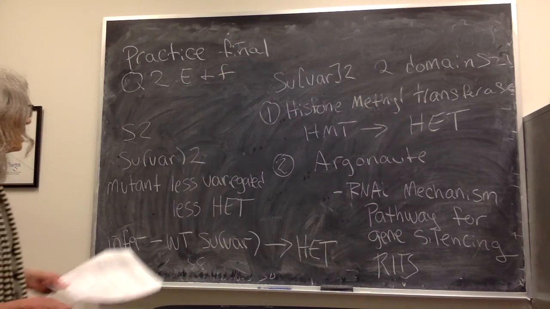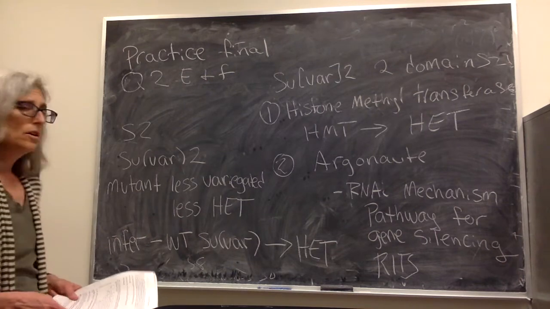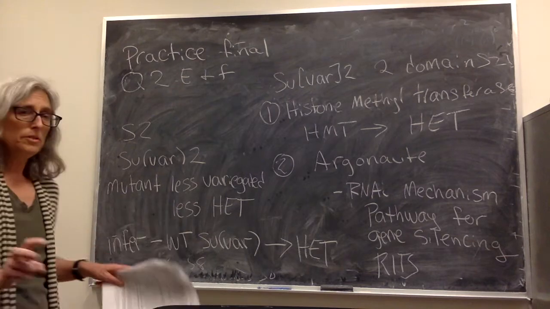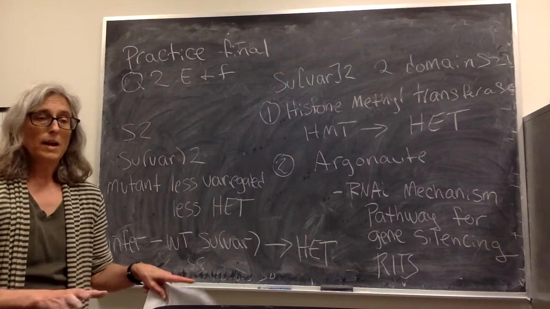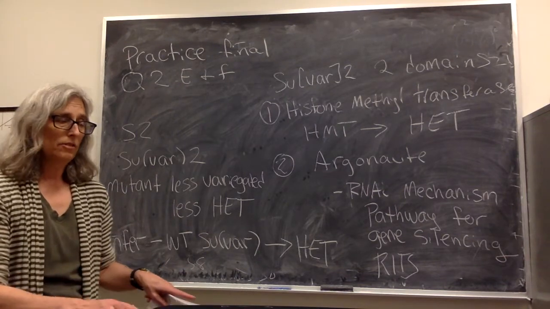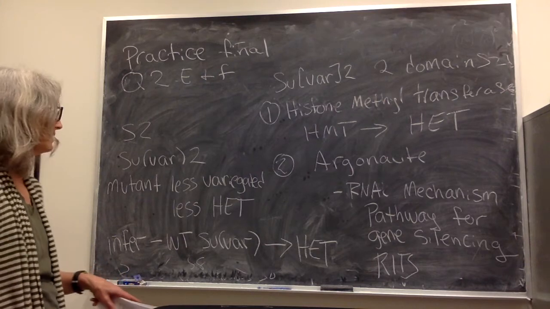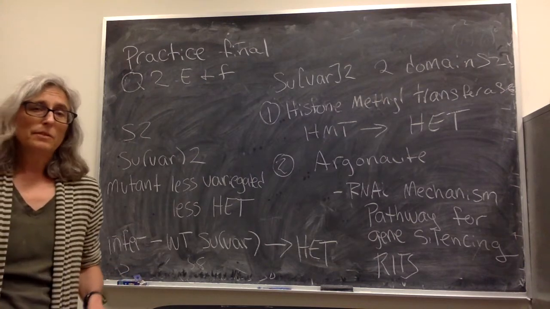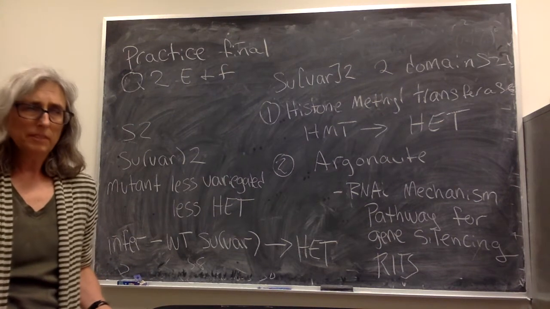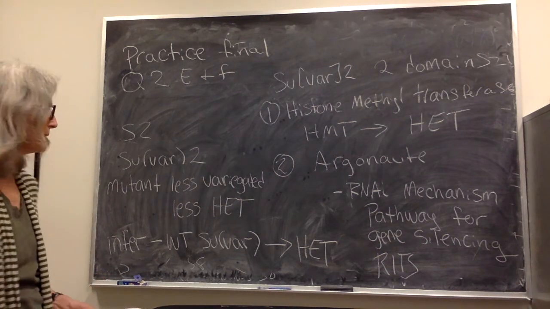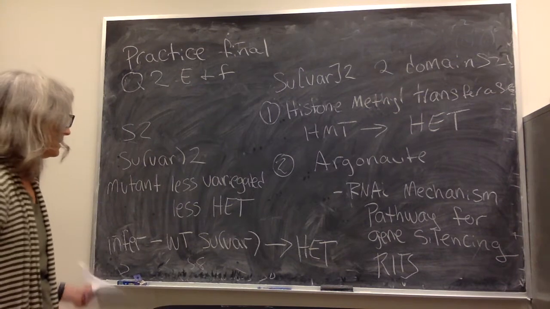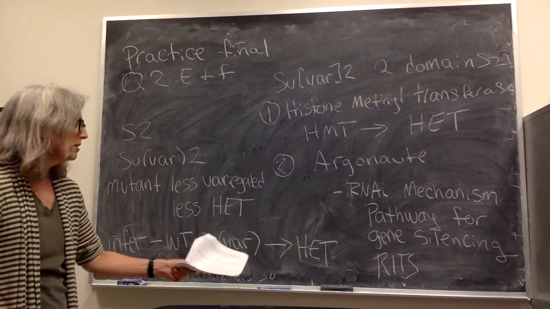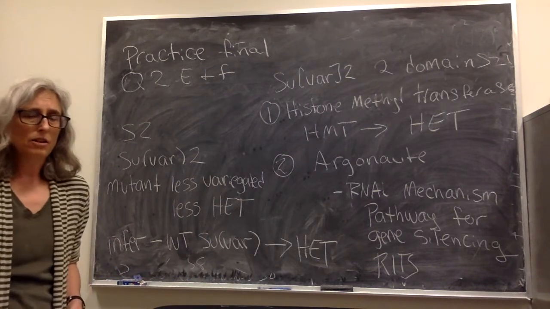So let's recall, our suppressor of variegation was a suppressor that caused our mutation of the white gene that was embedded in the heterochromatin, giving us our variegated phenotype. So our mutant was less variegated. That means there was less heterochromatin being formed in our mutant. Therefore, we could infer that the wild type function of SUVAR2 is to make heterochromatin.